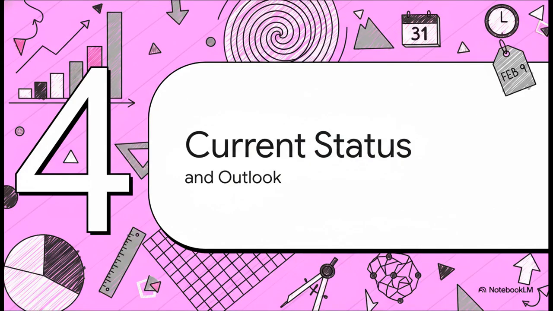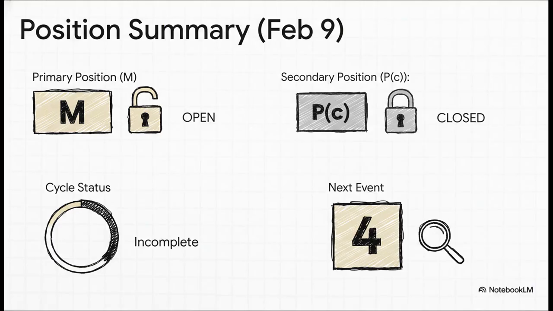So after all that action, where does that leave us? Let's take a look at the current status of the trade. Here's the summary as of the last data point we have on February 9th. Okay, so to recap where things stand as of February 9th, the primary position, the one from level M, is still open. The secondary position from P was closed out when Phase 3 completed at apex N. So what this means is the overall cycle is still considered incomplete, and the next key event, according to the model structure, is the potential completion of Phase 4. And that would happen if the price reaches the top of the trapezoid.